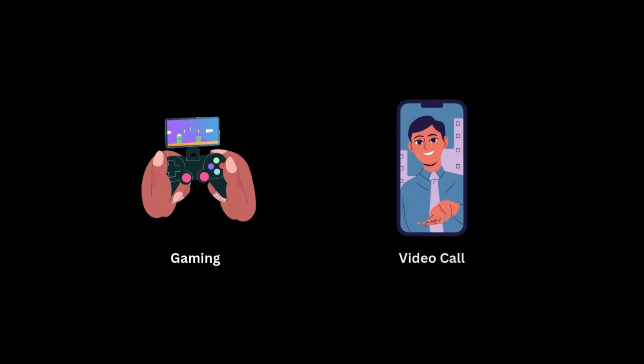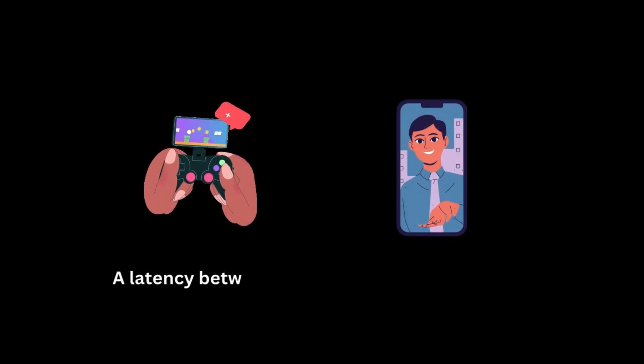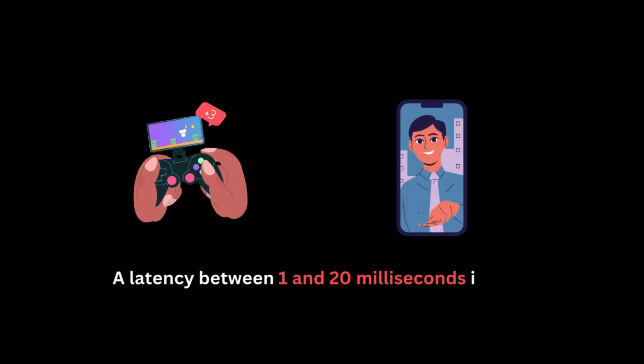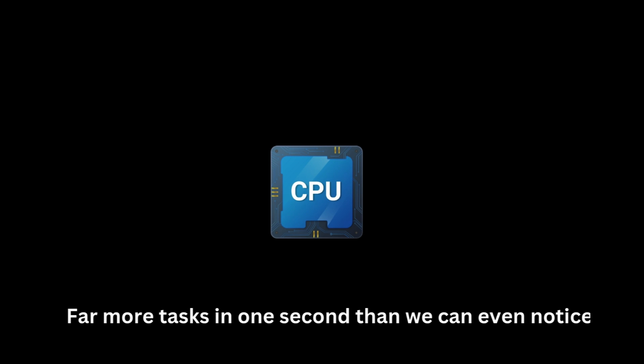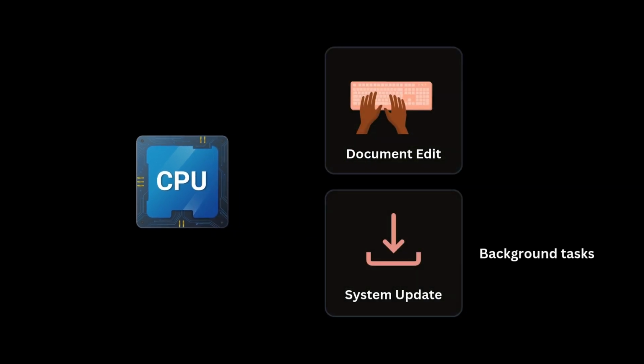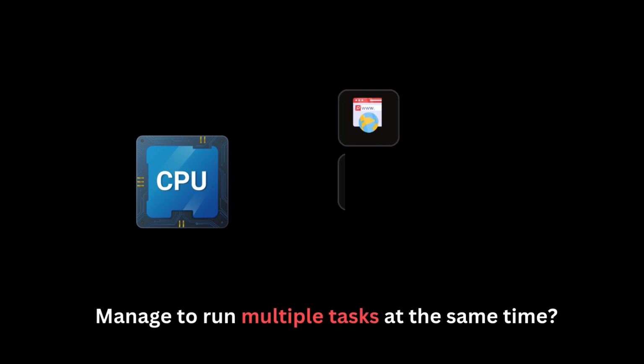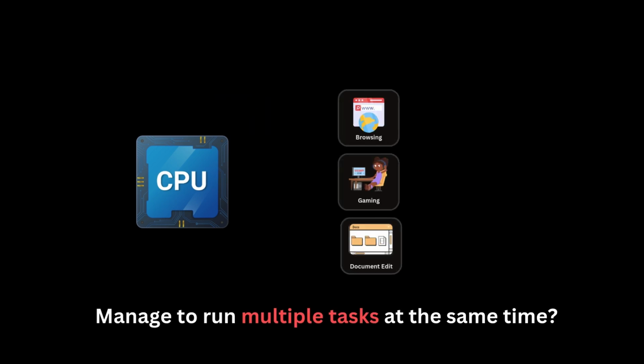In real-time applications like gaming or video calls, a latency between 1 and 20 milliseconds is ideal for smooth performance. CPUs can handle far more tasks in 1 second than we can even notice. For background tasks that don't need immediate attention, the CPU can delay them while it deals with more urgent operations. So how does the CPU manage to run multiple tasks at the same time?